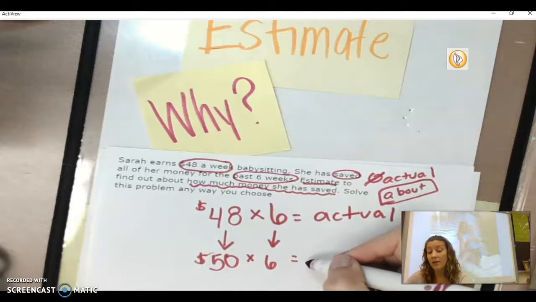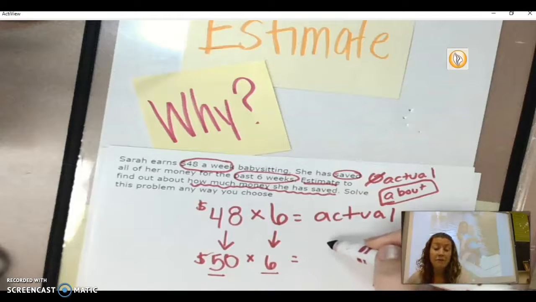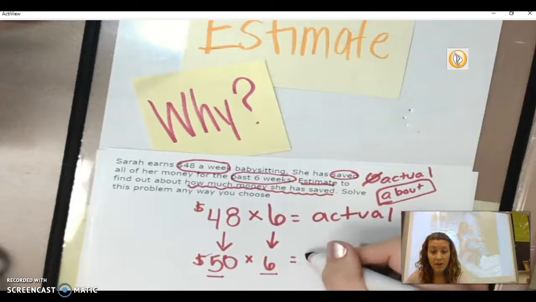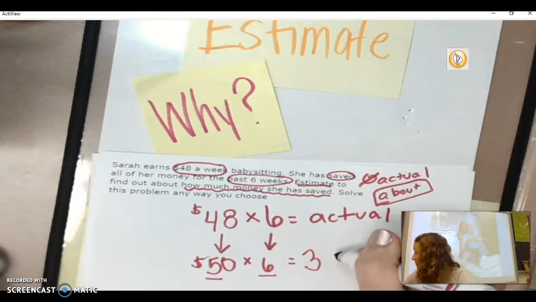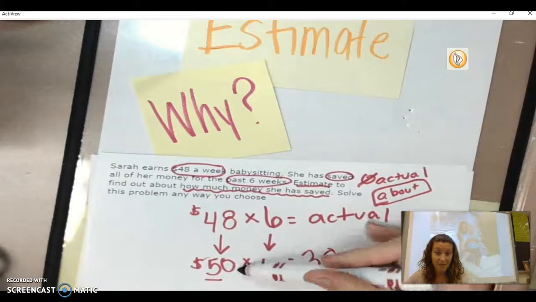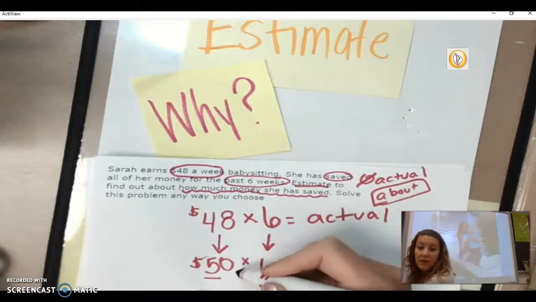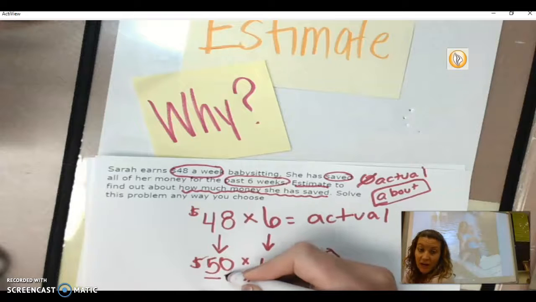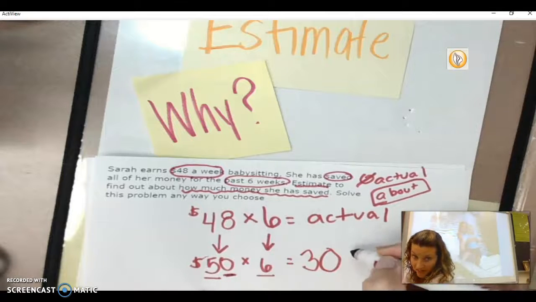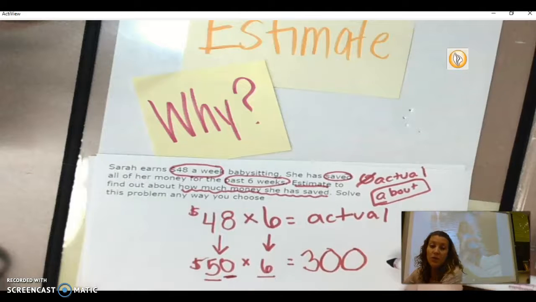So let's use our knowledge of what we just learned. Here we have our basic fact of 5 times 6. And we know that 5 times 6 is 30. But our answer is not just going to be 30 because we're not just multiplying 5 times 6, we're multiplying 50 times 6. And so our answer is going to be 10 times greater. To make it 10 times greater, we have to annex one more zero, and 300 is going to be our estimate.